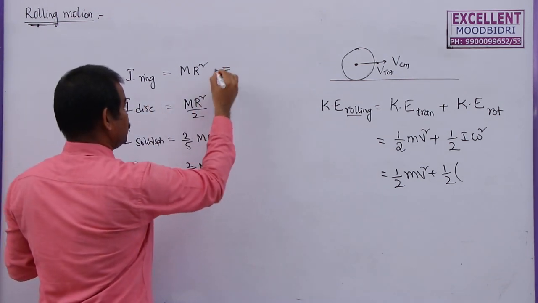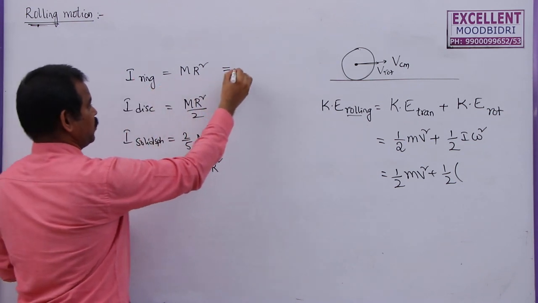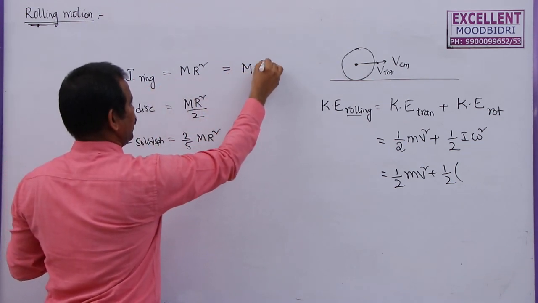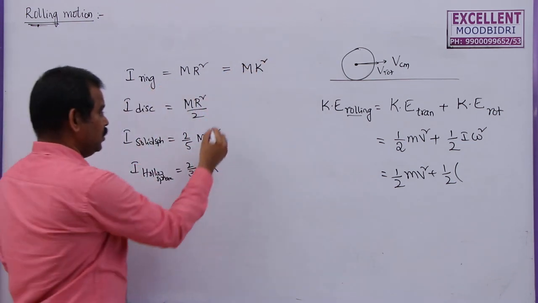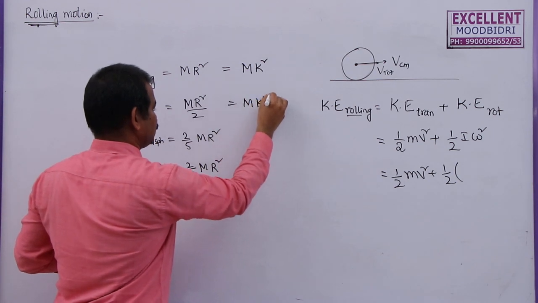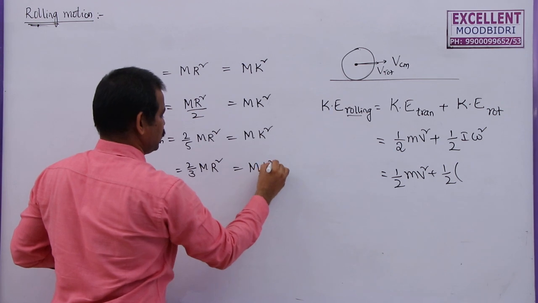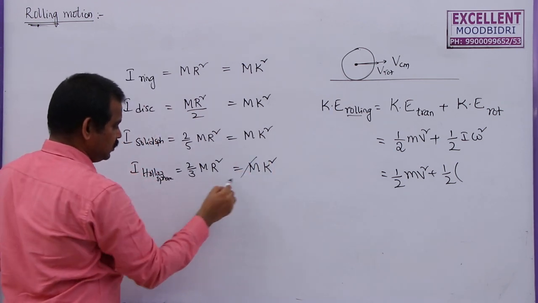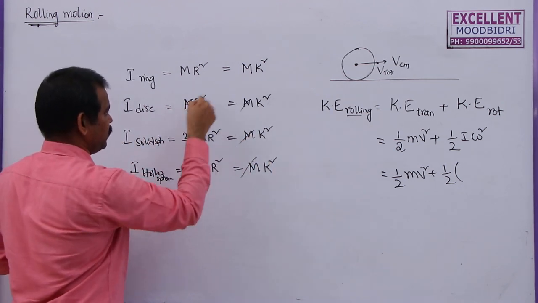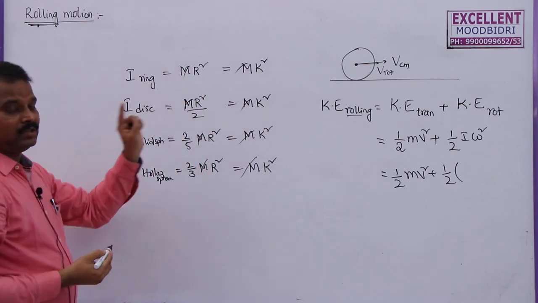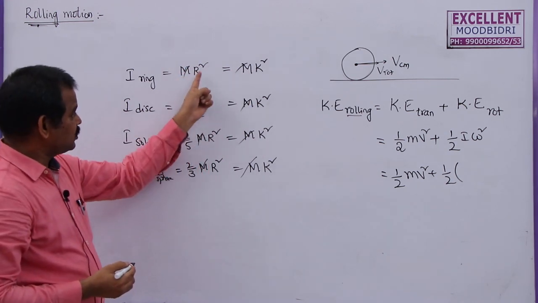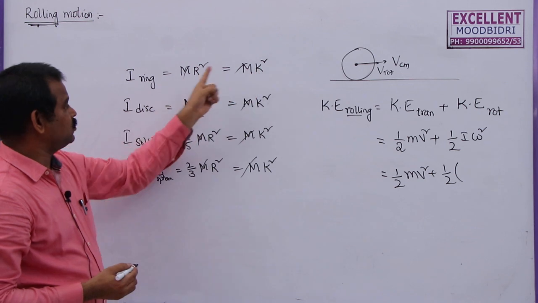Now we know that moment of inertia is the product of the mass of the body and the square of the radius of gyration. So this is also mk square, this is also mk square, and this is also mk square. Now you can cancel the m on both sides. So what is the k value here? R square is equal to k square.